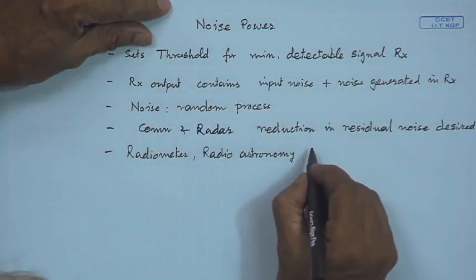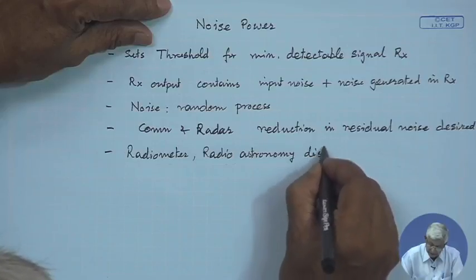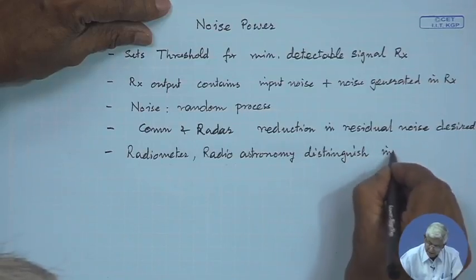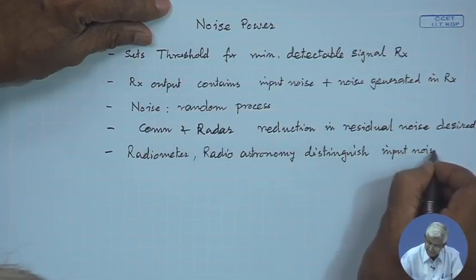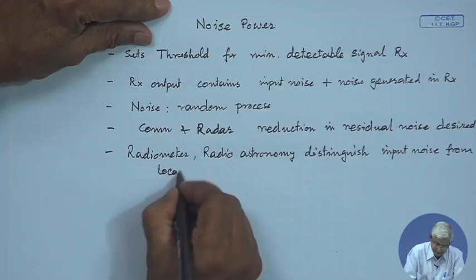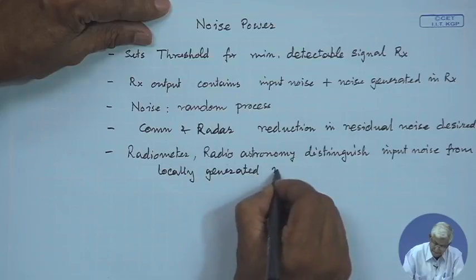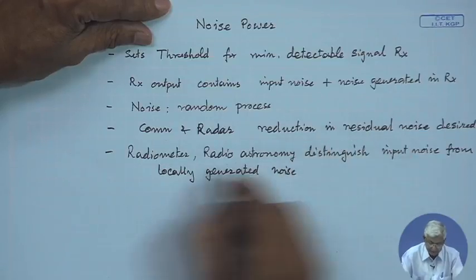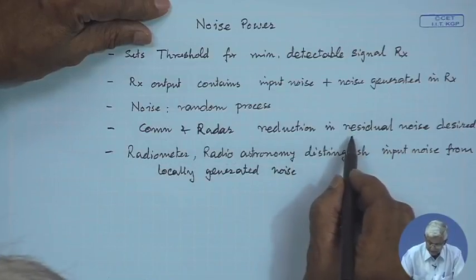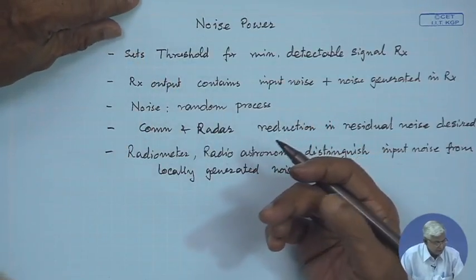So, there has to be, just to distinguish input noise from locally generated noise. The input noise is what is important for the radiometer and radio astronomy. Anyway, we are interested in reduction of residual noise, or just try to understand how the noise comes into picture.